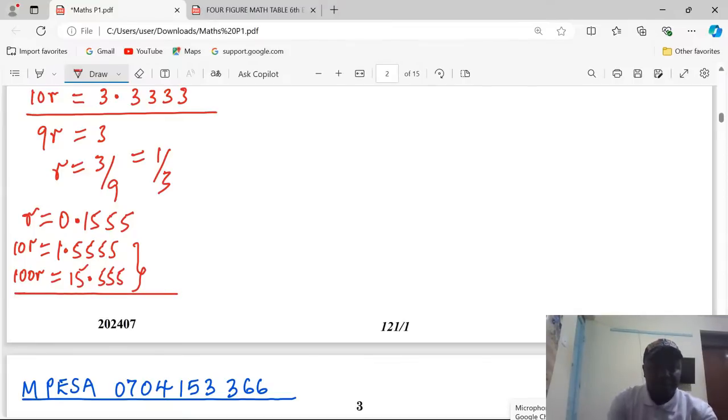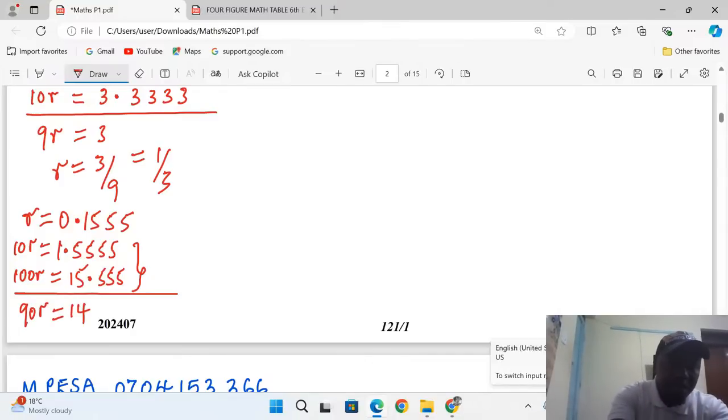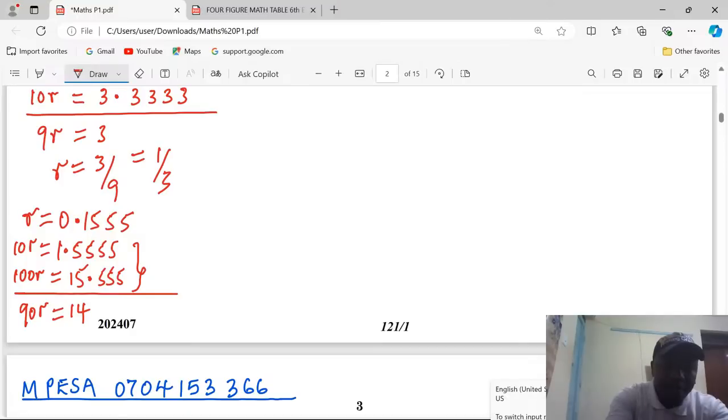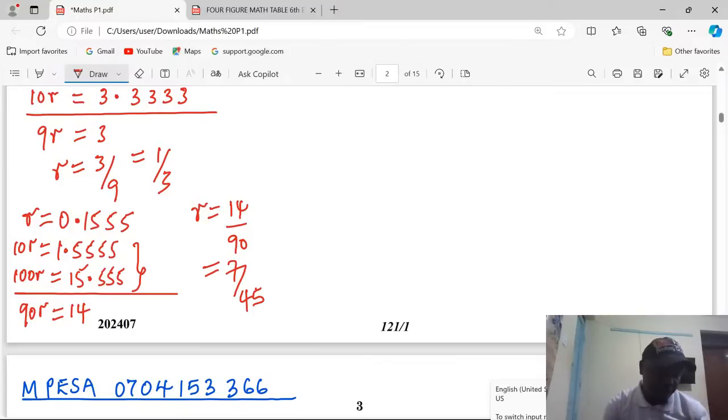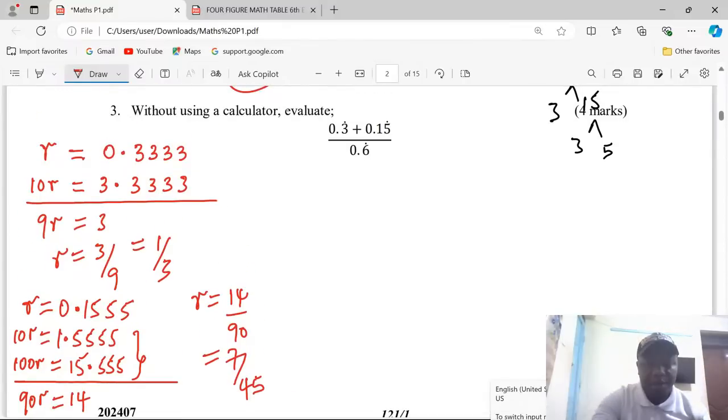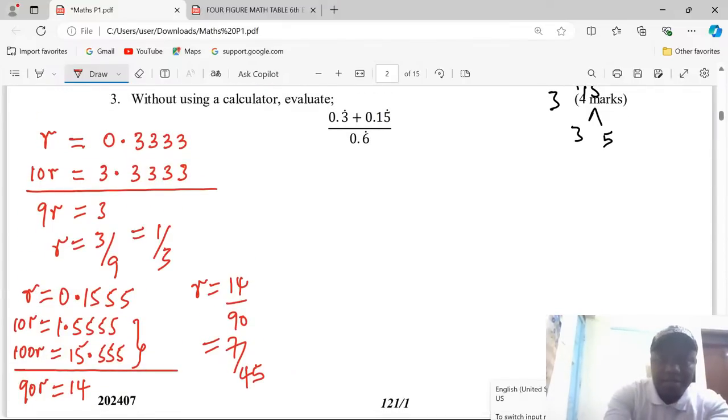When you subtract, the R part is going to give us 90R equals 15 minus 1, which shall be 14. So R is going to be 14 out of 90. This shall be 7 over 45 when you divide by 2. 7 out of 45. I know you know how to convert recurring decimals into fractions.